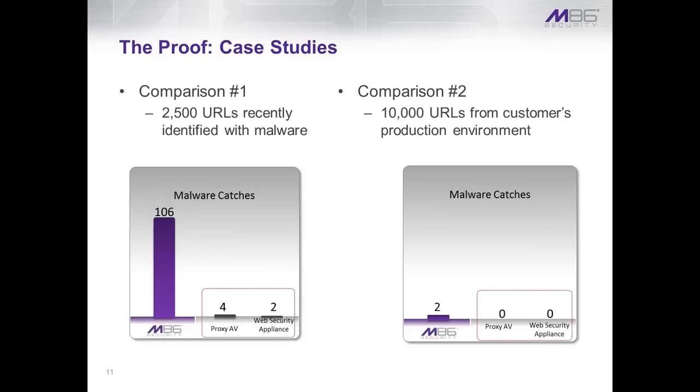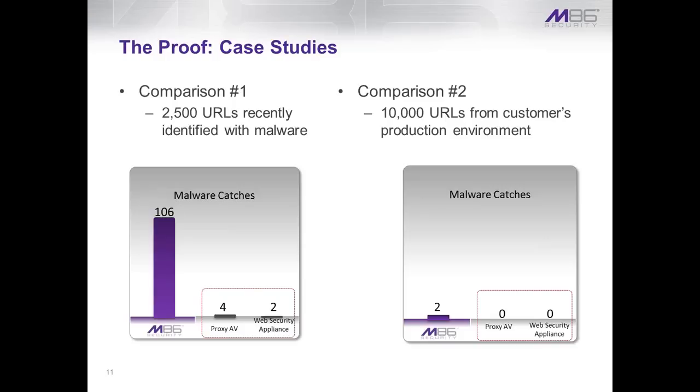After the 2,500 URLs were run through each solution, the first vendor's web security appliance identified 2. The second vendor's proxy AV found 5 occurrences of malware. M86 Secure Web Gateway recognized 106 malicious URLs. You may be sitting there going, well, Chris, they ran 2,500 known bad URLs. How come you guys only caught 106?